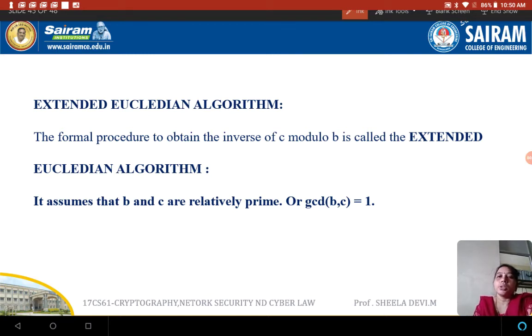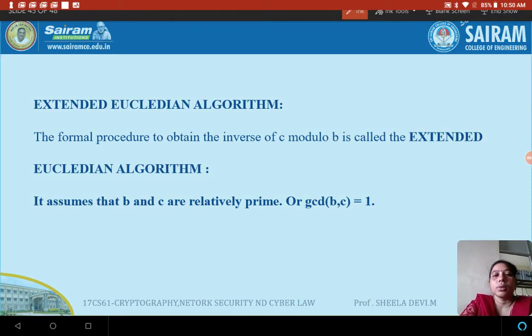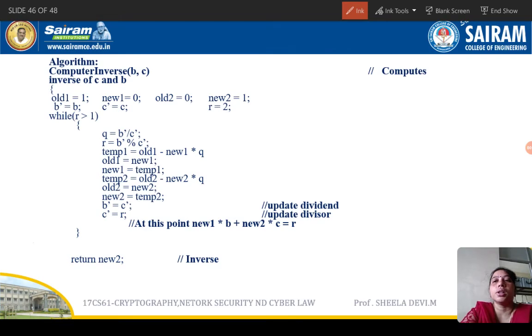So the formal procedure to obtain the inverse of C modulo B is called the extended Euclidean algorithm. It assumes that B and C are relatively prime, or GCD of B comma C is equal to 1. Next, this is the algorithm.